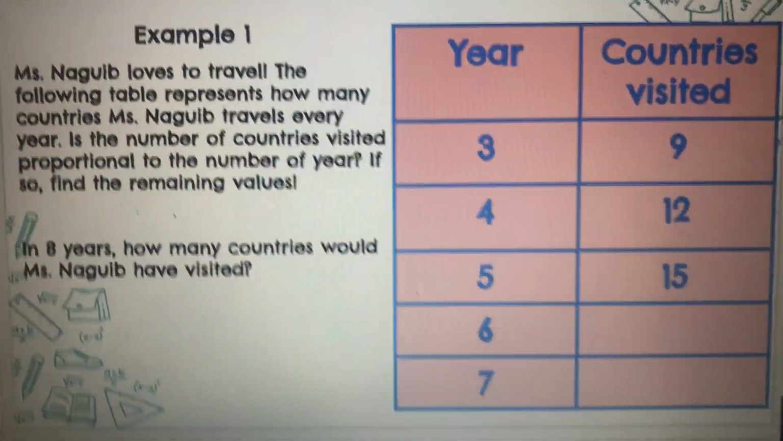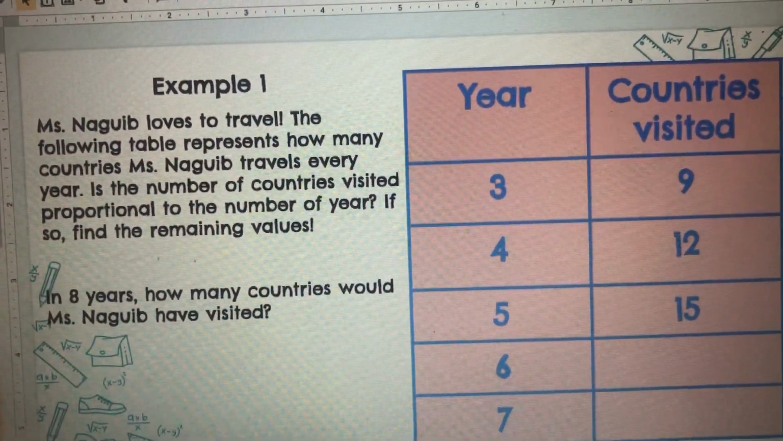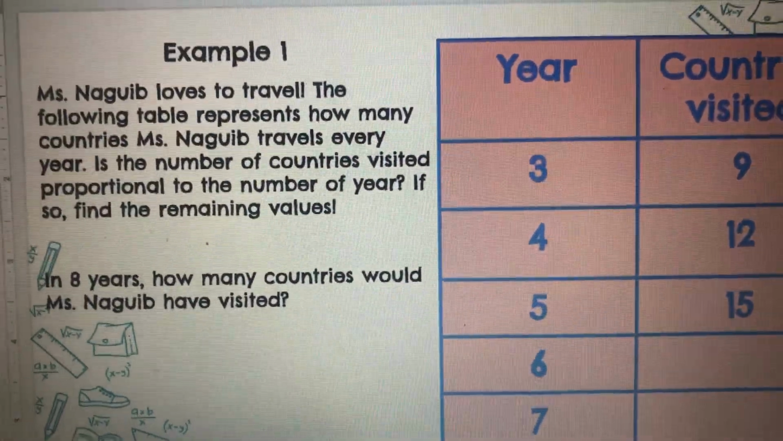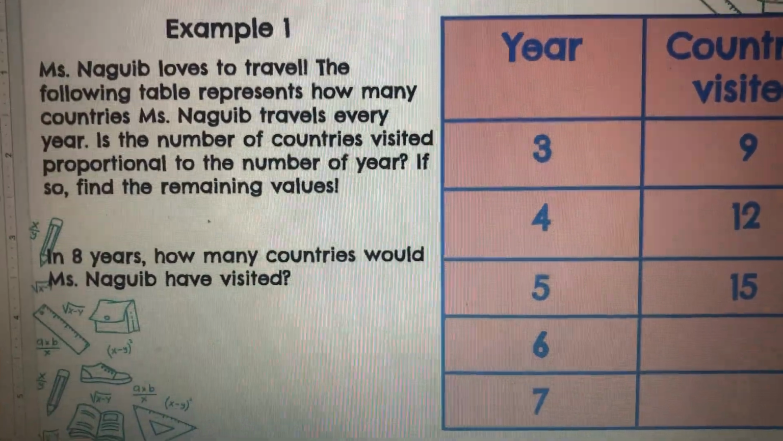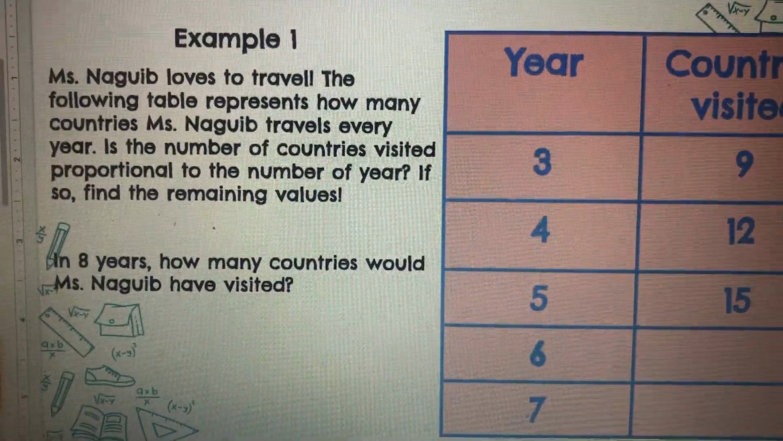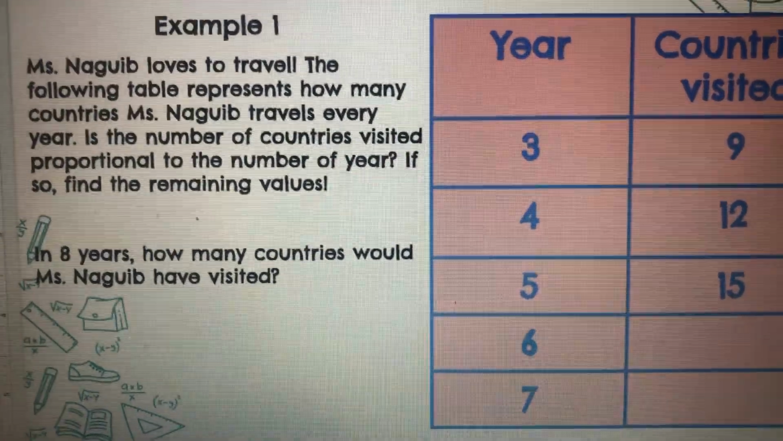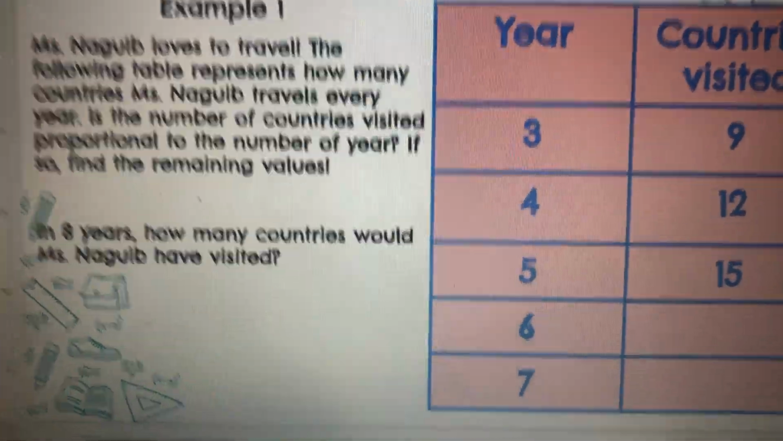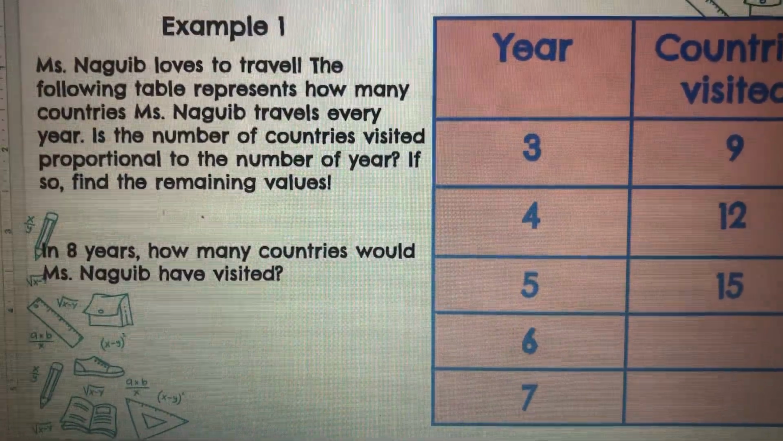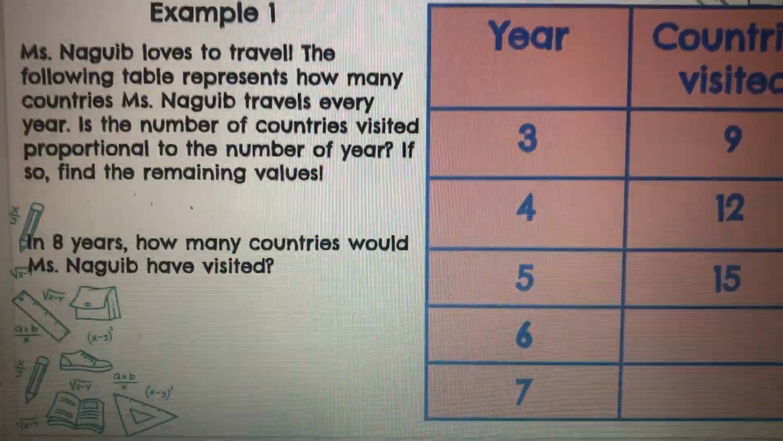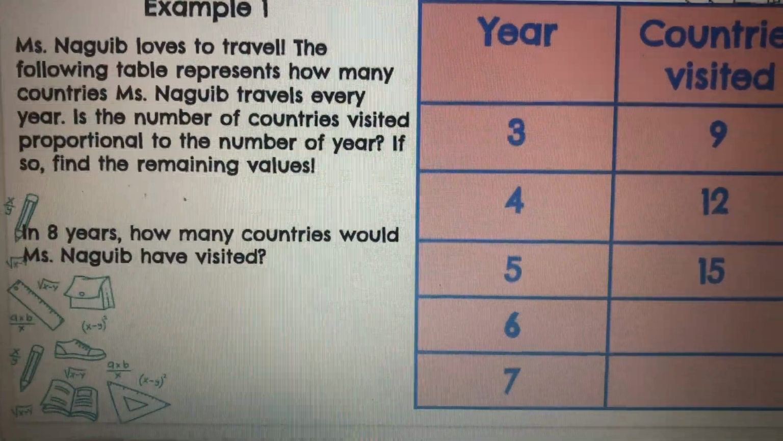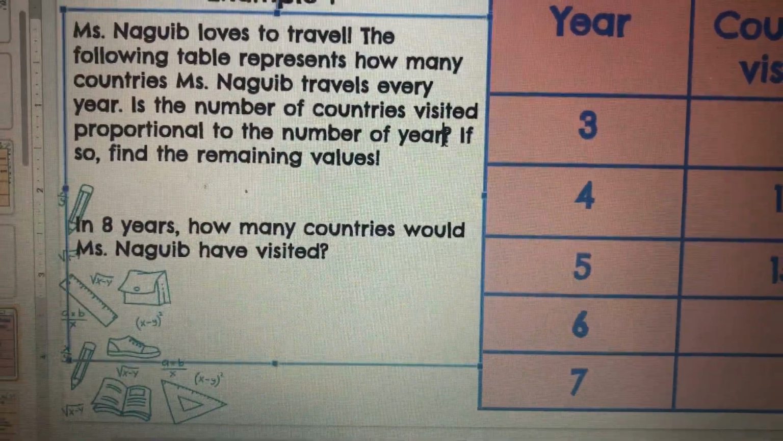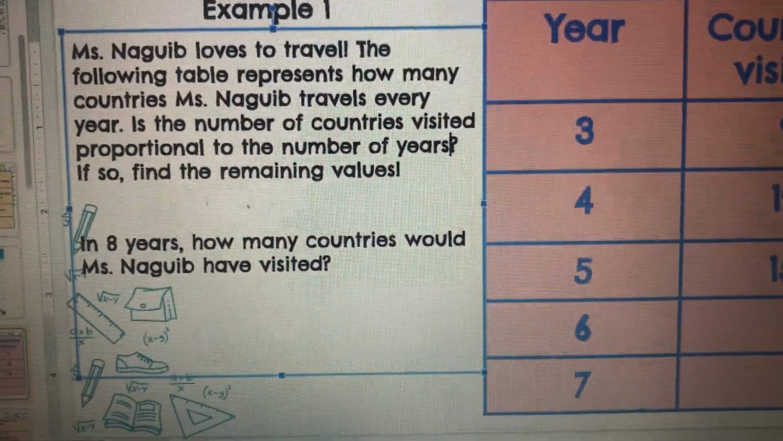So, what we're gonna do is look at example 1. Example 1 tells us Miss Naguib loves to travel. The following table, which is actually very true, represents how many countries Miss Naguib traveled every year. So the question is: are the number of countries visited proportional to the number of years? If so, find the remaining values.